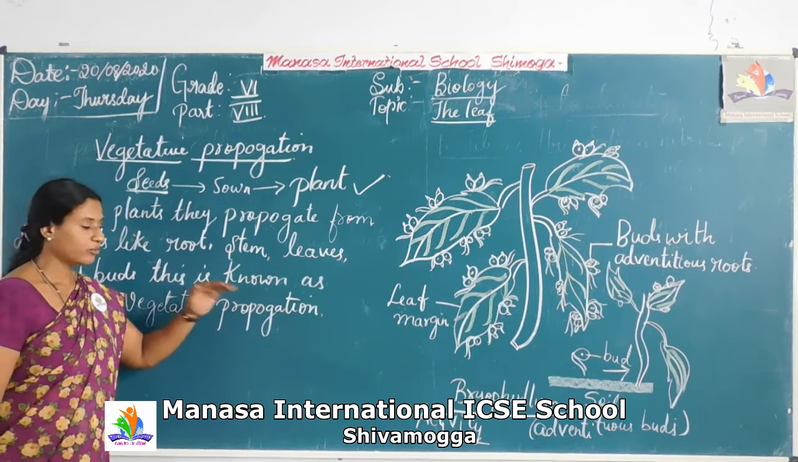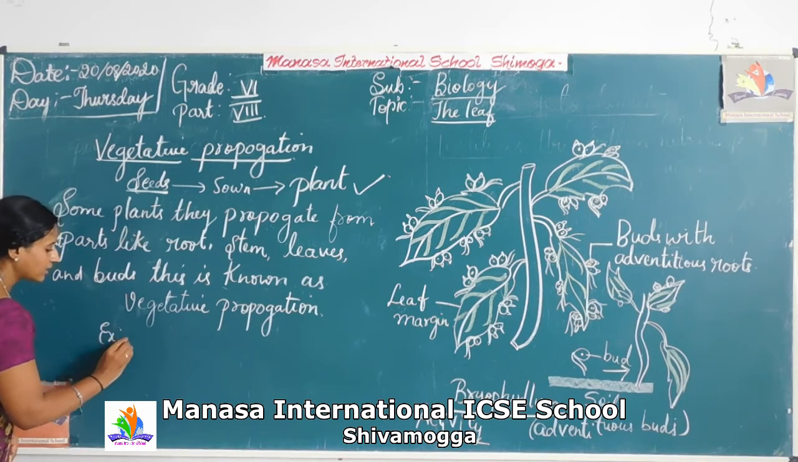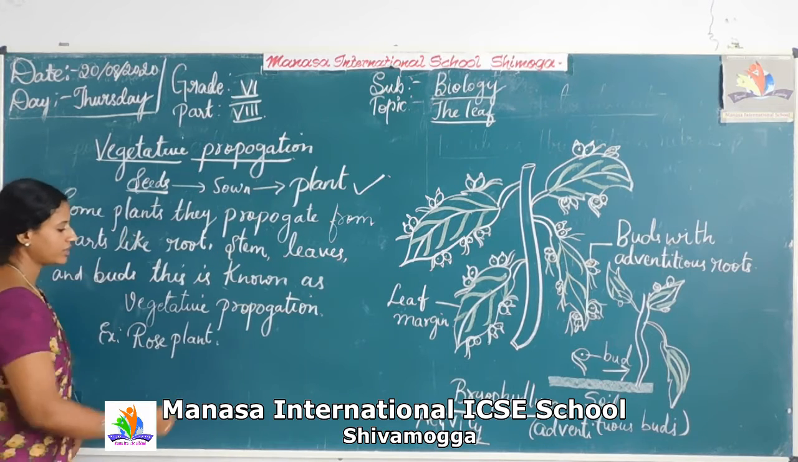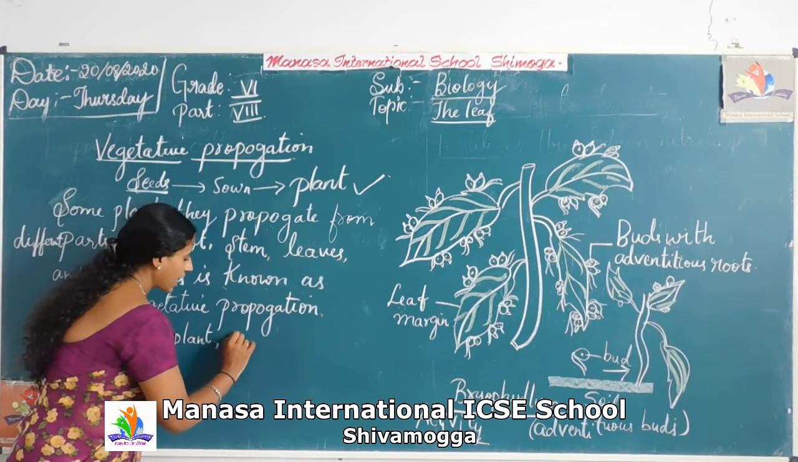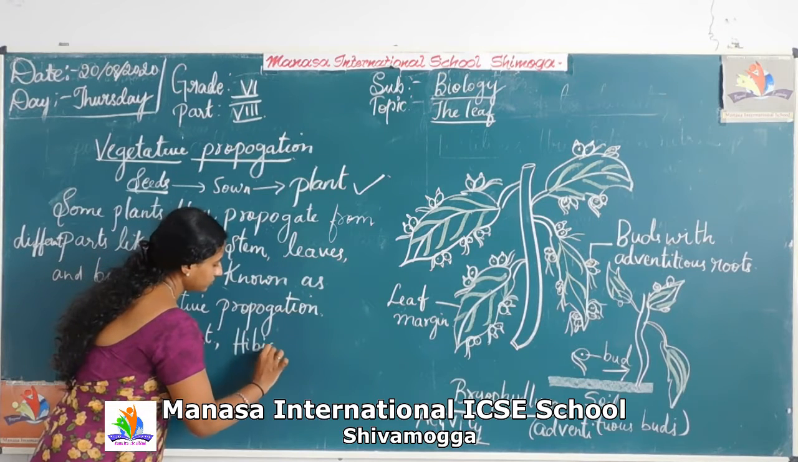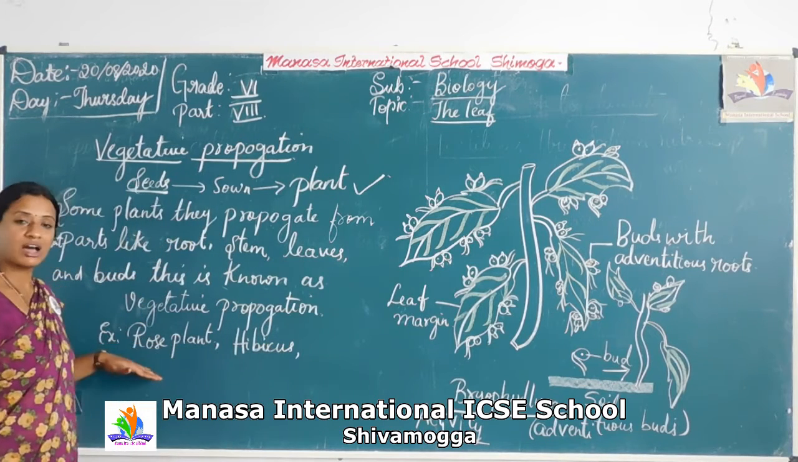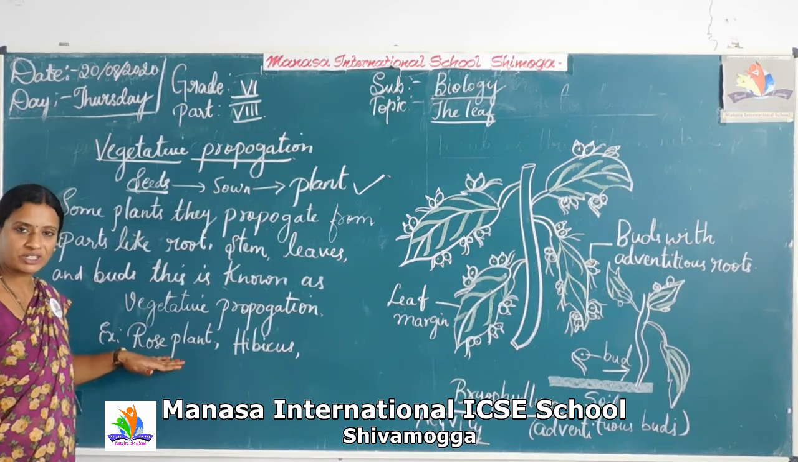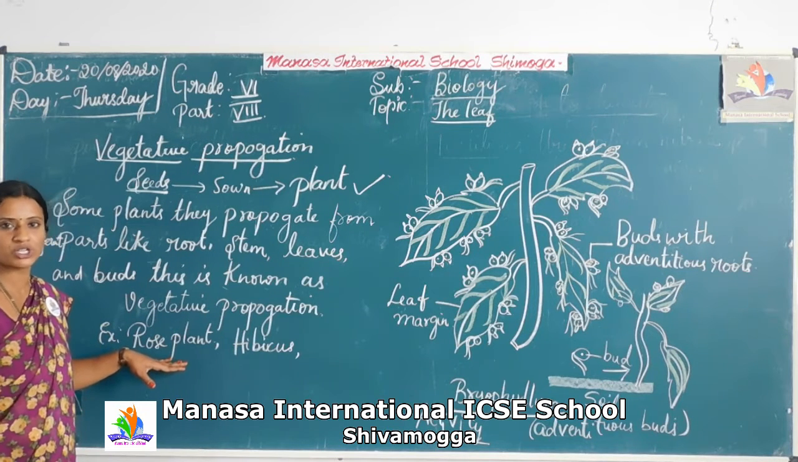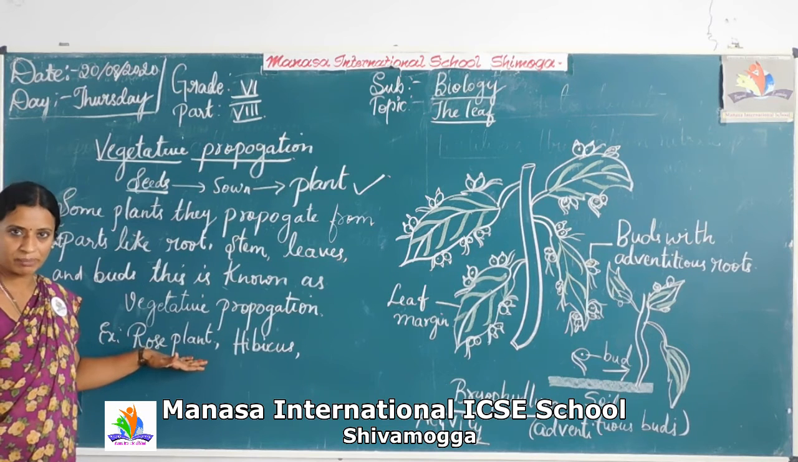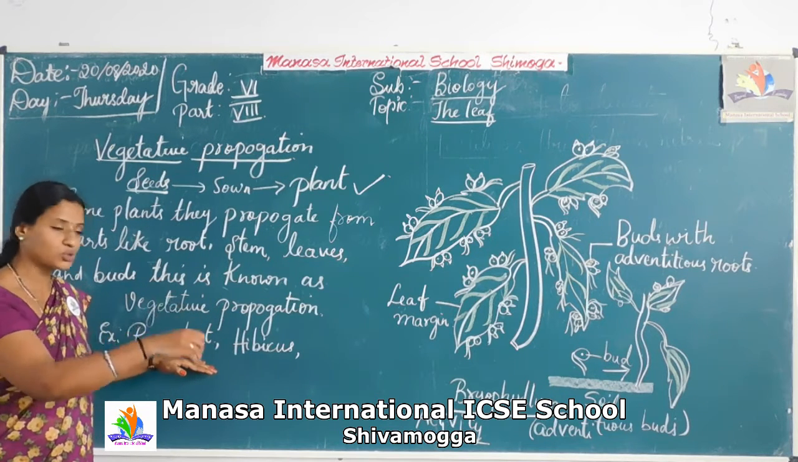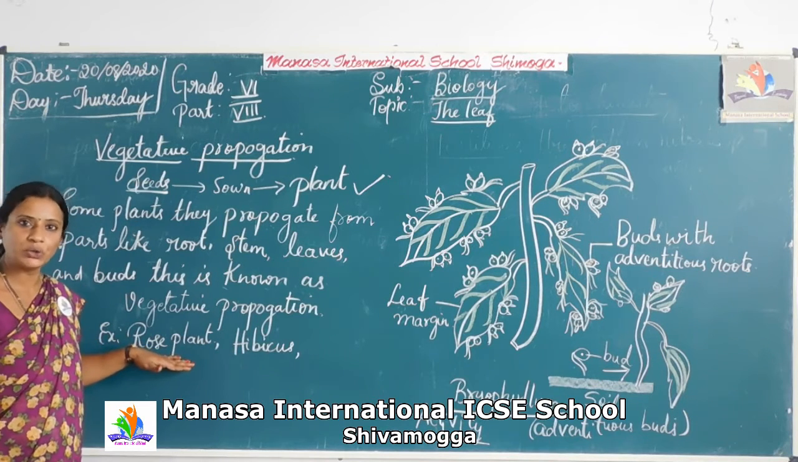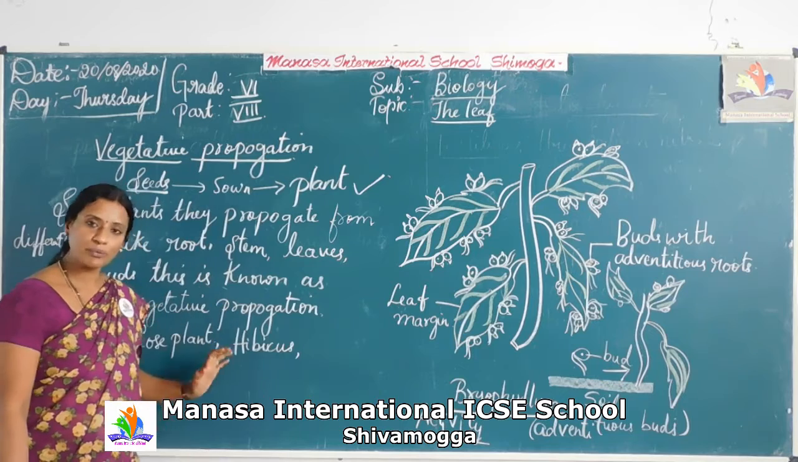Is it clear? And one example I can give you is the rose plant. And also hibiscus. These are plants which are grown with the help of the stem. It's not compulsory that the root should be there or that seeds only should be there. If you cut a stem of this particular plant and you just bury it or bring it in touch with the soil, then this will give rise to a new plant. So this is all about vegetative propagation.